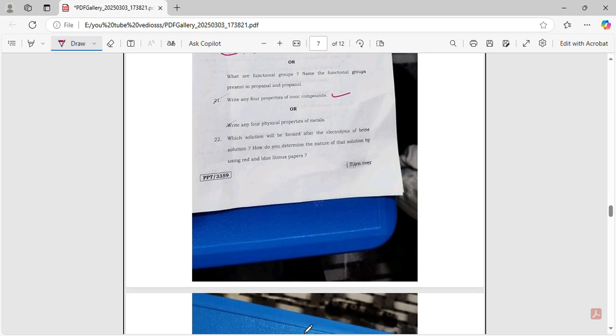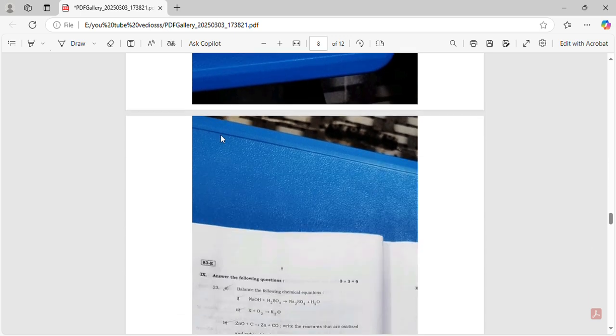Which solution will be formed after the electrolysis of brine solution? Brine is NaCl plus water. How do you determine the nature of that solution using red and blue litmus? The solution will be NaOH. If you dip red litmus paper, it will turn blue, and if you dip blue litmus paper, it remains blue only. So this indicates that it is basic in nature. Hope you guys understood. Very simple question they asked.